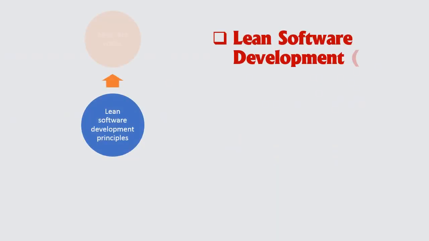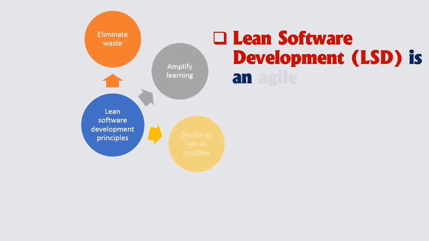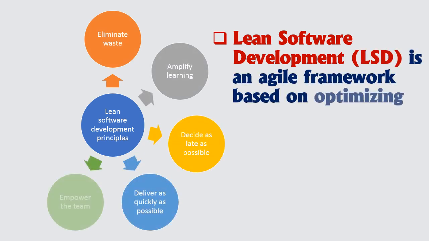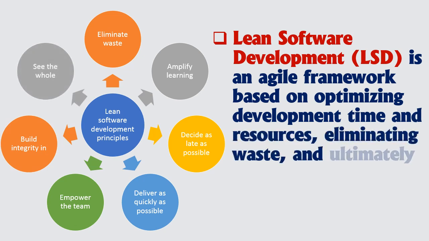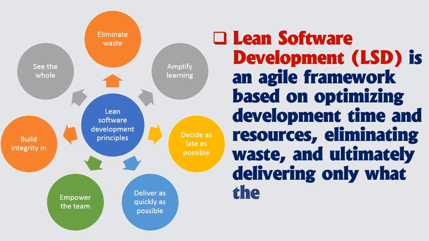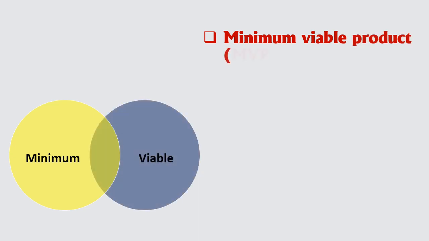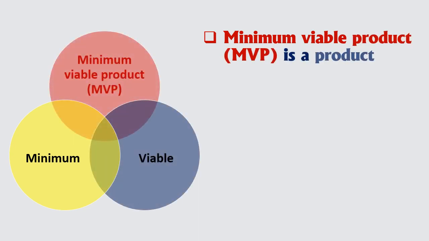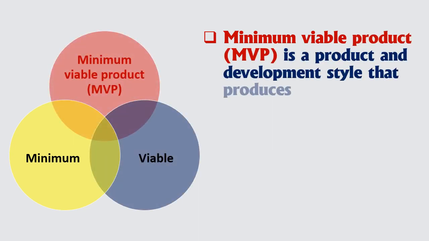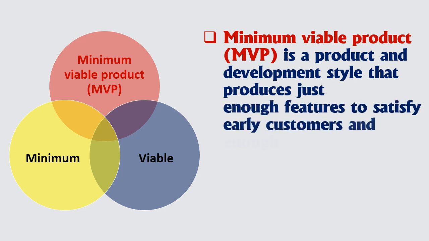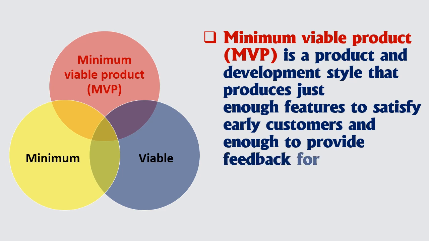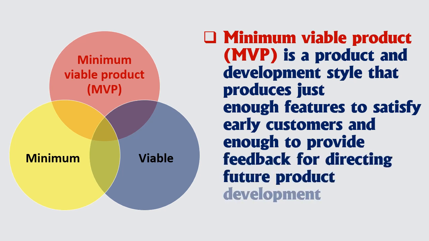Lean software development is an agile framework based on optimizing development time and resources, eliminating waste, and ultimately delivering only what the product needs. Minimum viable product is a product and development style that produces just enough features to satisfy early customers and to provide feedback for directing future product development.